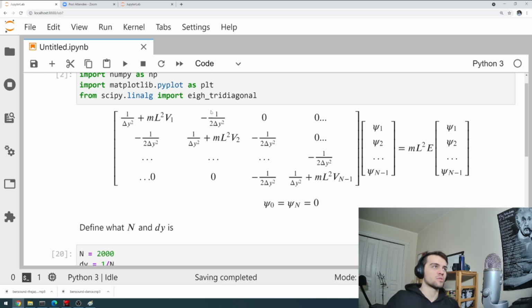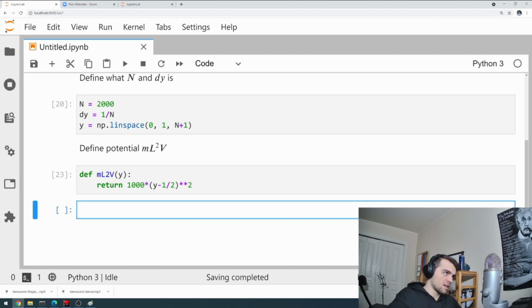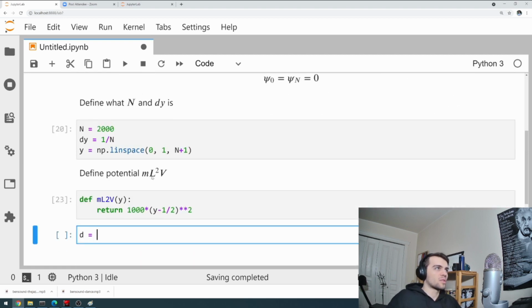So we'll just define those two things here. You'll note that we're missing psi 0 and psi n, right? So in total there's n plus 1 points, but we don't have 0 and we don't have n, so we subtract 2, which means this matrix is n minus 1 by n minus 1. In other words, we don't take v0 and we don't take vn. So I'll say the main diagonal, which I'll call d, we have this 1 over dy squared.